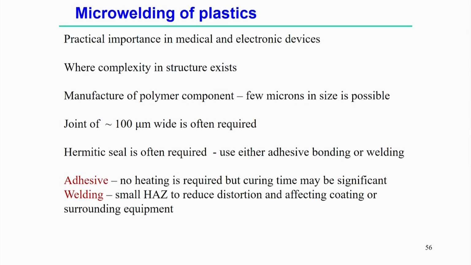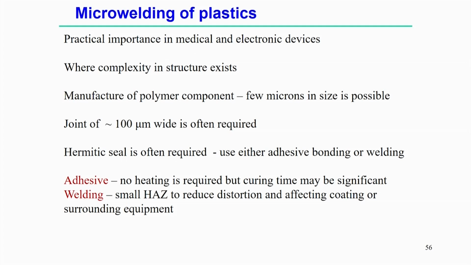It is used in the manufacture of polymer components, and even features of very few microns are possible using this methodology. Joining with a width of 100 micrometers is sometimes required, and sometimes sealing is required in micro components. That sealing of materials using plastic components is done by micro welding of plastics.